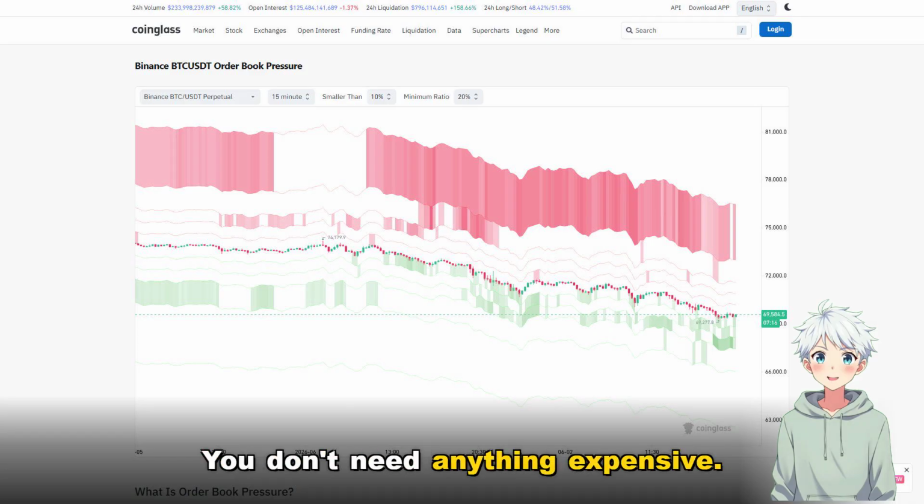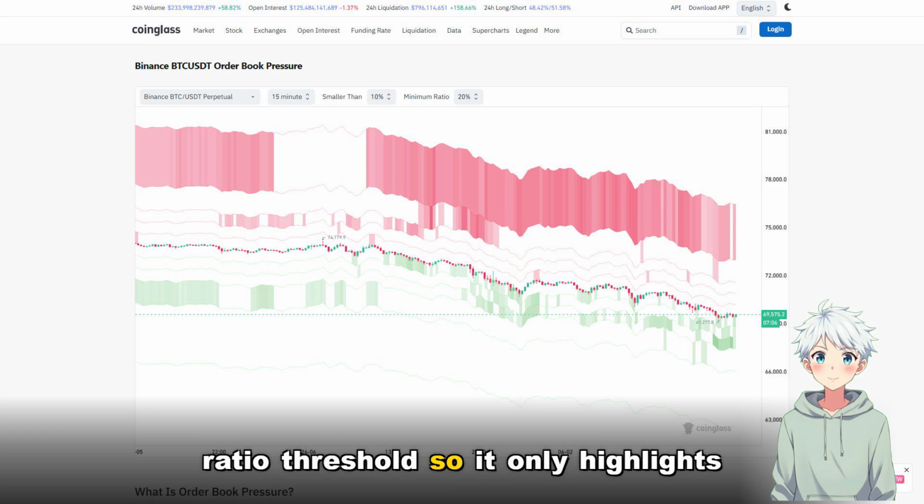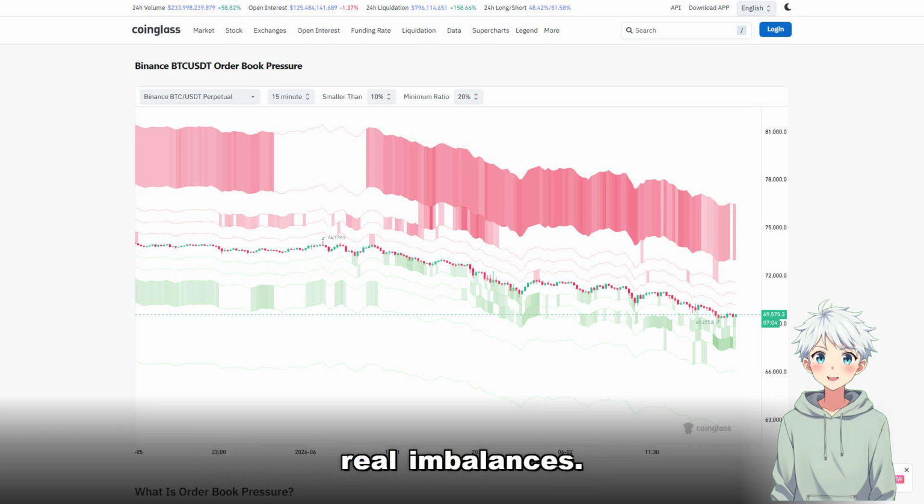You don't need anything expensive. This pressure map is free, no login. Watch the spot pressure, set your ratio threshold so it only highlights real imbalances. When the red wall stacks up at your level, you don't blindly short. You wait for price to actually stall there, then enter with a tight stop. Watch first, then act. Last week, Bitcoin hit 74,000 with a red wall 3 times the green. That short paid off clean.